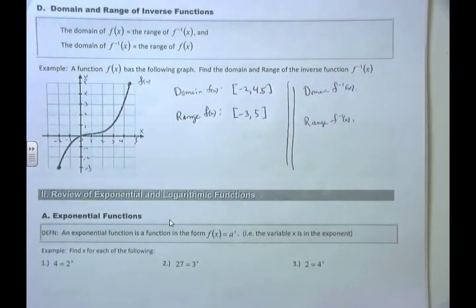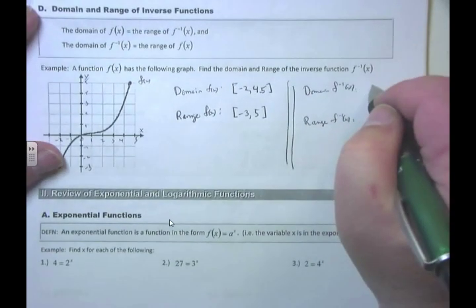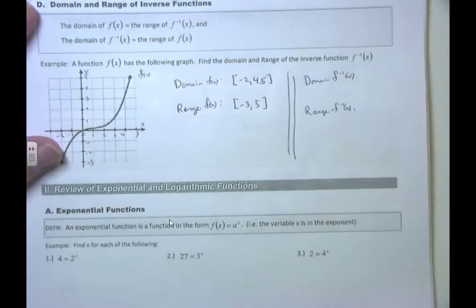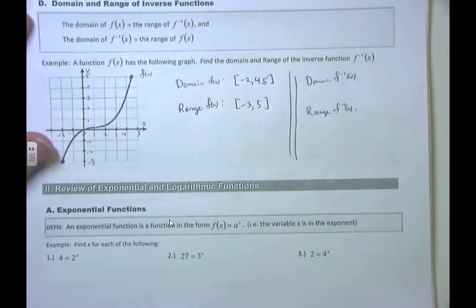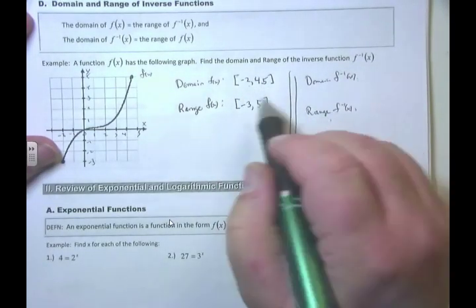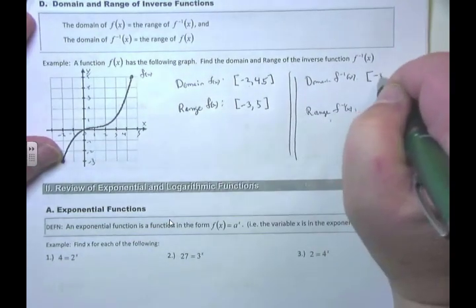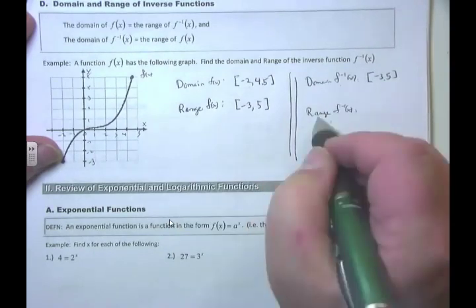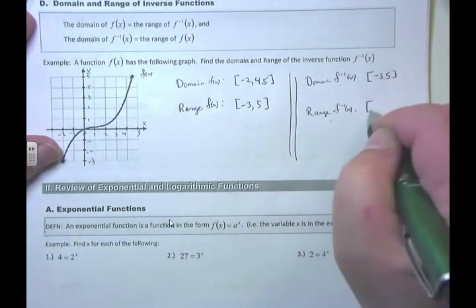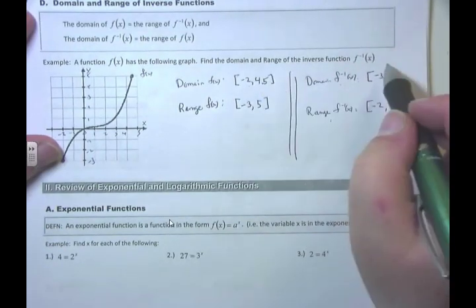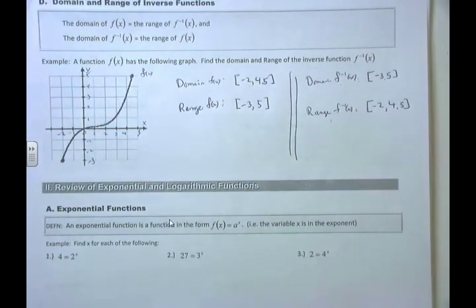What is the domain of f inverse of x? No, that's not negative 4.5. You don't switch the numbers or anything like that. The domain of f of x becomes the range of f inverse of x. That's right. And negative 3 to 5, because the range of f of x is the domain of f inverse of x. And what's the range of f inverse of x? Negative 2 to 4.5. The domain becomes the range, and the range becomes the domain. Okay.